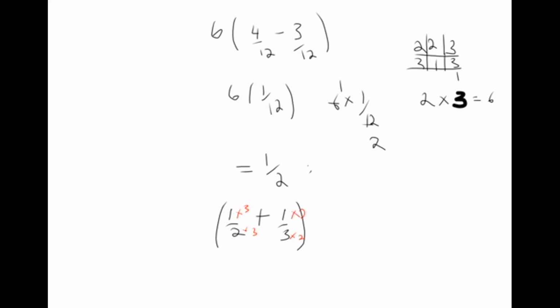1 times 3, we shall have 3 over 6 plus 2 over 6, which will give you 5 over 6. Therefore, now we have 1 over 2 is to 5 over 6.